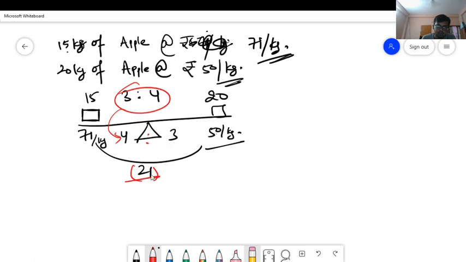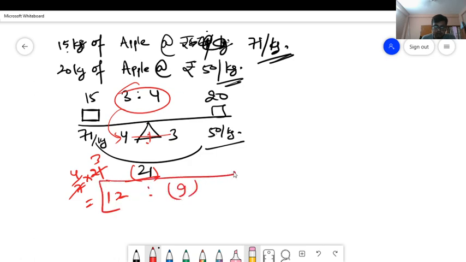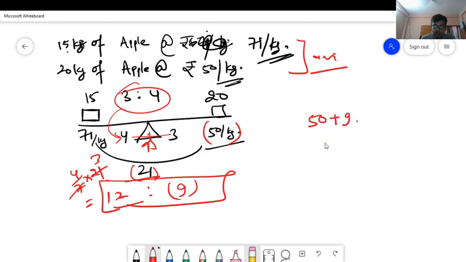So this will be 4 upon 7 into 21, because this is 4 plus 3. 4 threes are 12, and 3 threes are 9. So 12 and 9. What would be the average? The average would be 50 plus 9, or 71 minus 12. This was 59, and this will be 59.